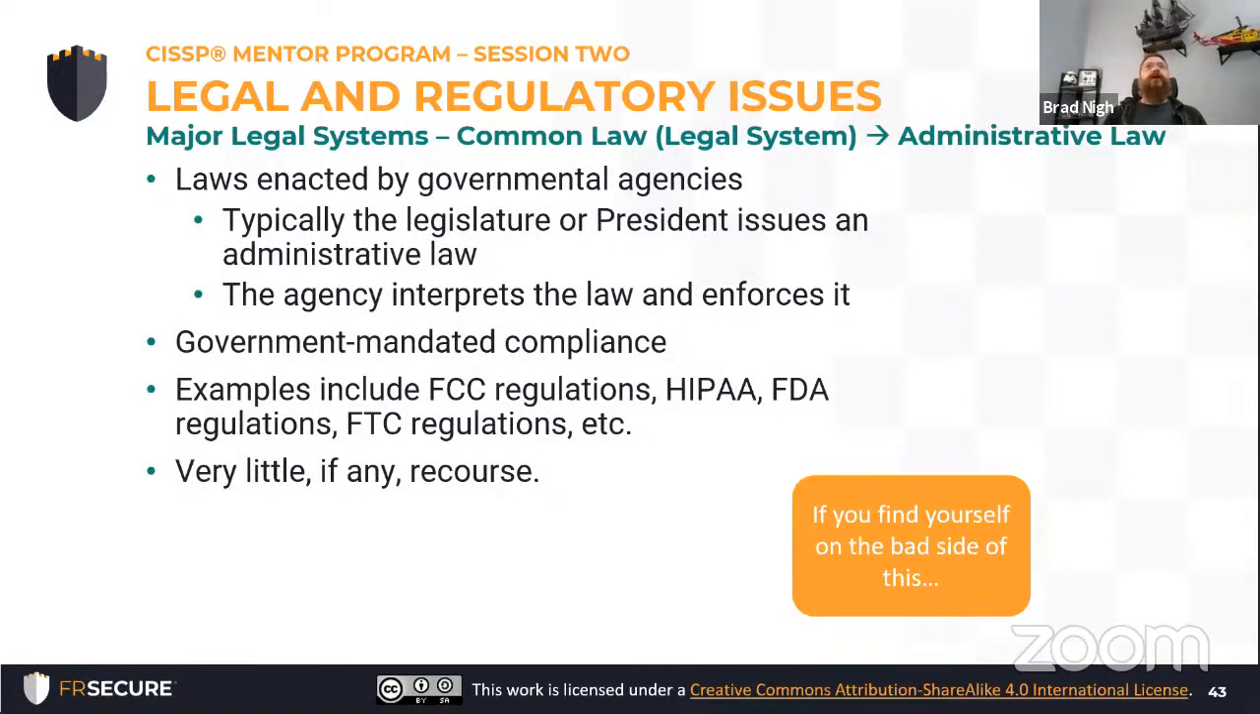Administrative. So this is the laws by the government. You don't want to find yourself on the bad side of this. This is when, you know, they come in, HIPAA, the FDA, FTC, if the OCR comes in because you had a breach and they find something and they penalize you, what is your recourse? What are you going to do? So administrative law, think government.